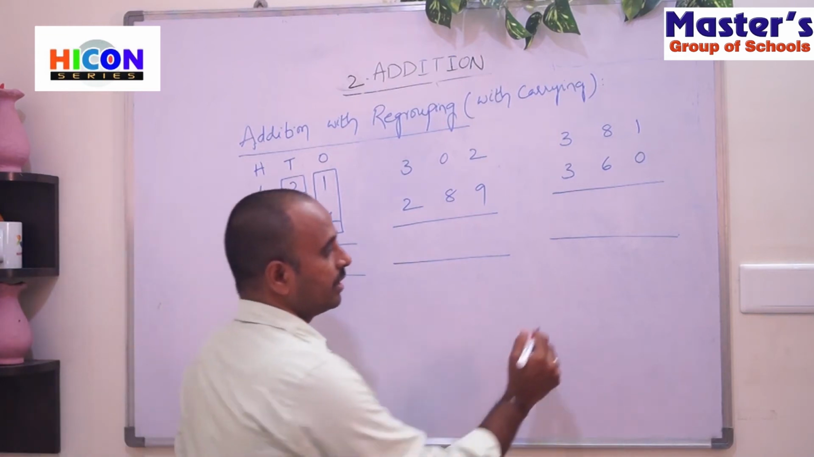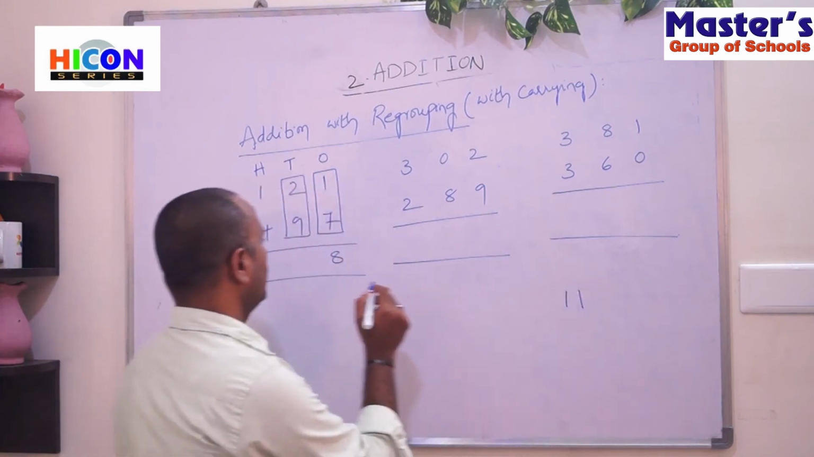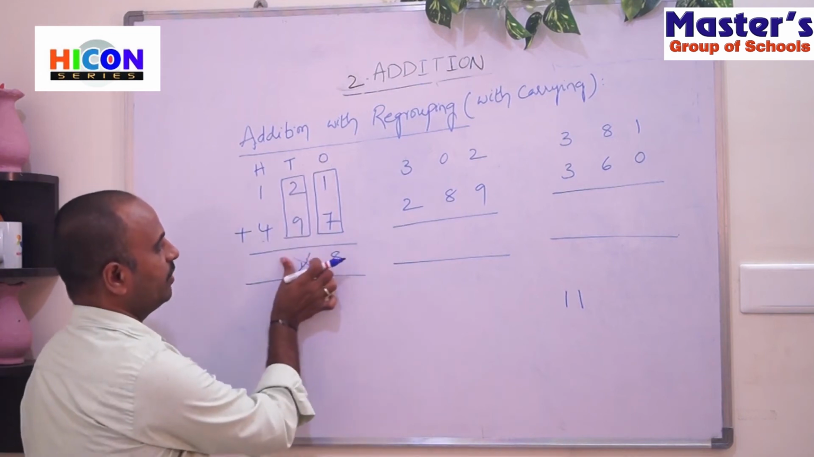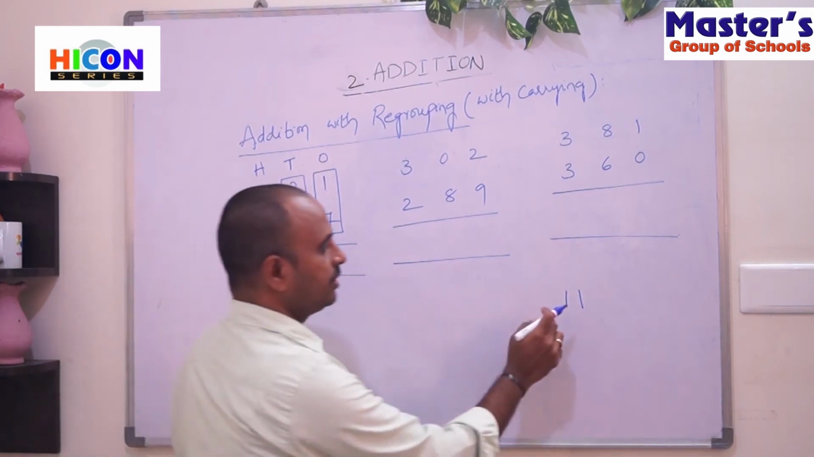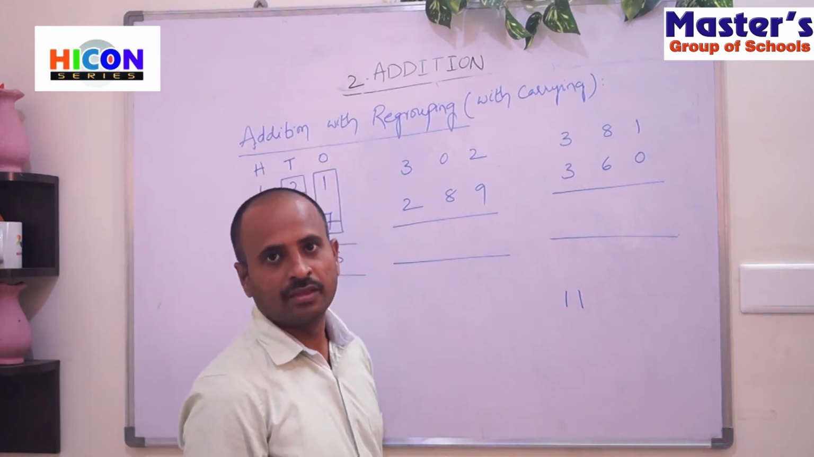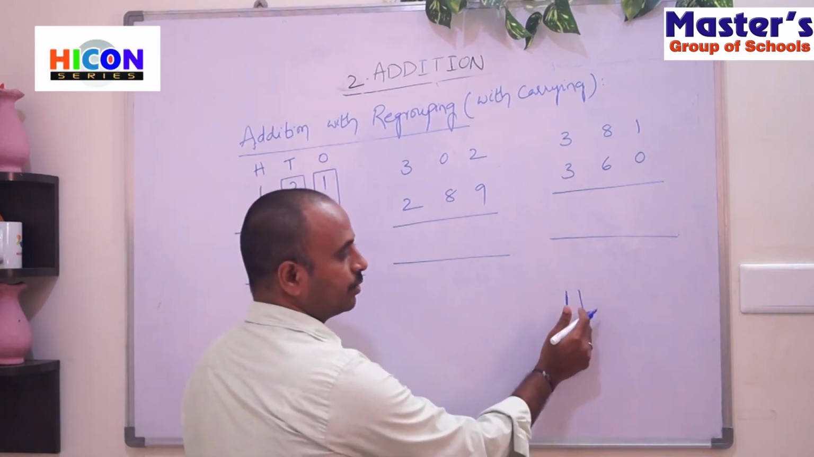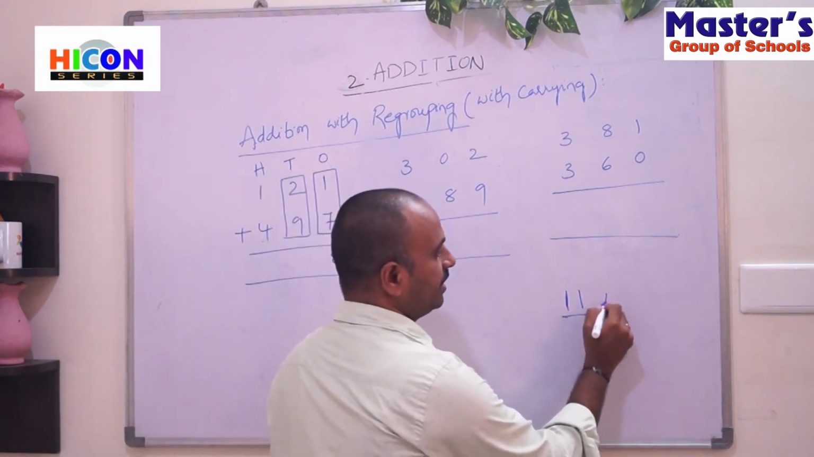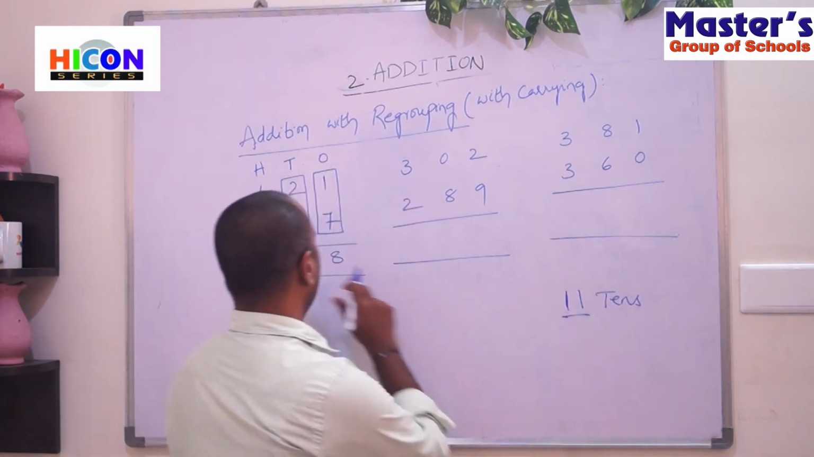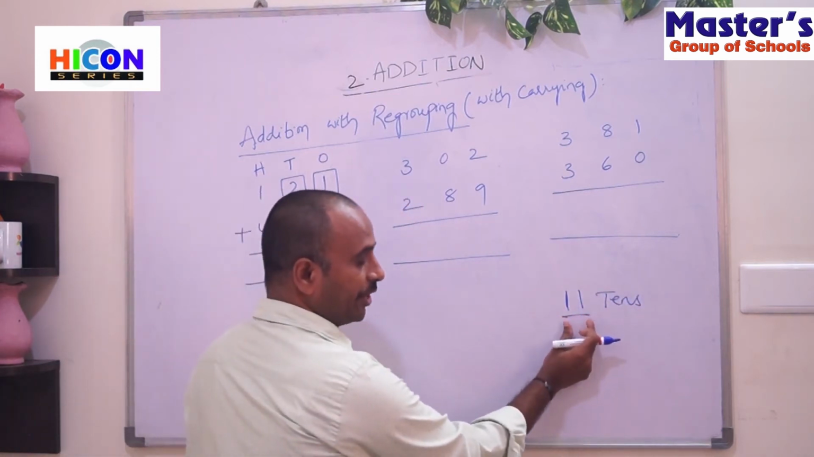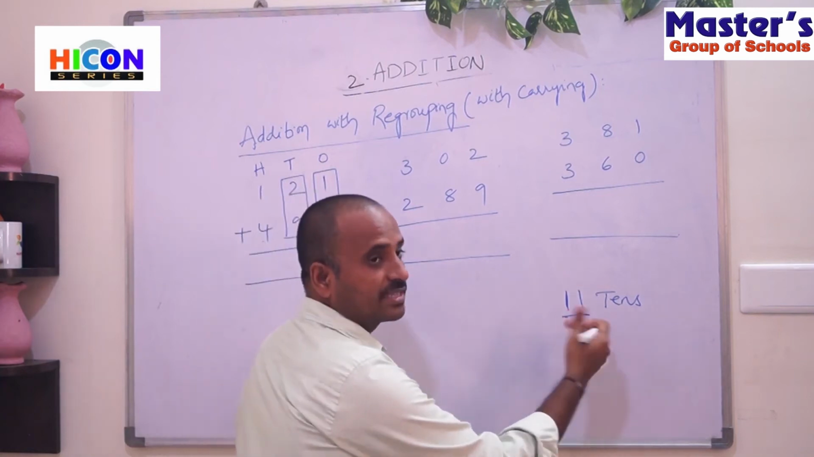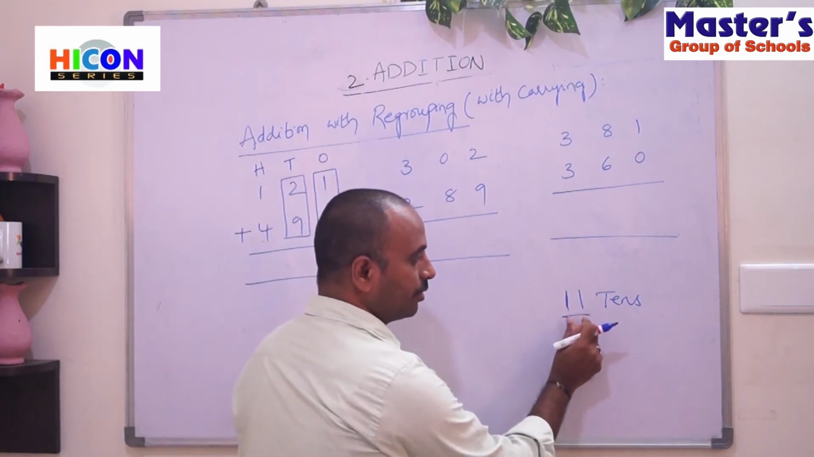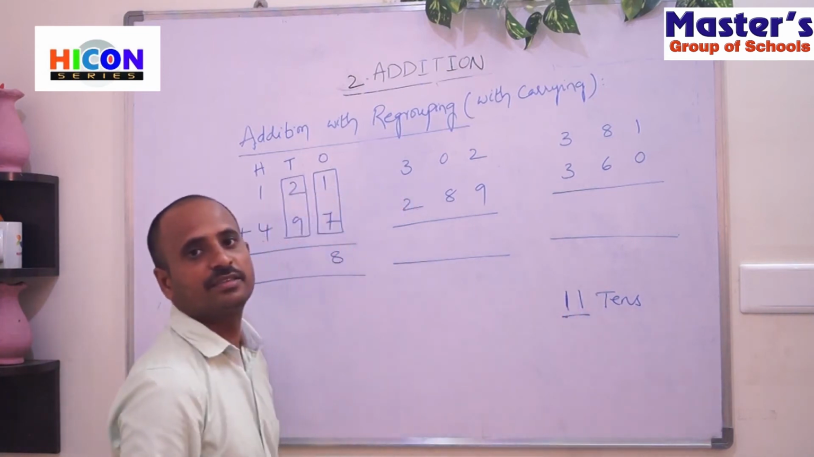Yes, we have got a 2-digit number, 11, and this 11 should not be written under tens place. This is the wrong one. If you get a 2-digit number, it should not be written on the tens place because we got 11 tens. So here we got 11 tens. Now we have to regroup this 11 tens into tens and hundreds.